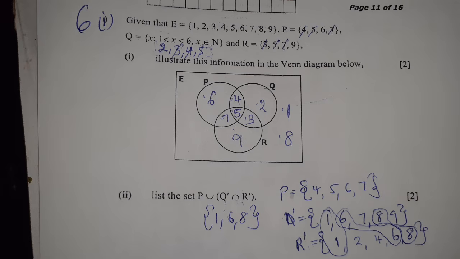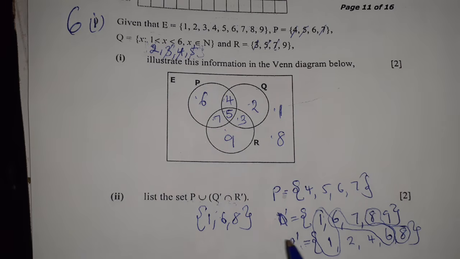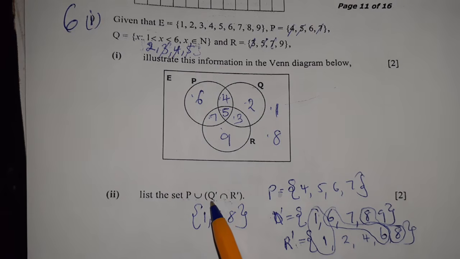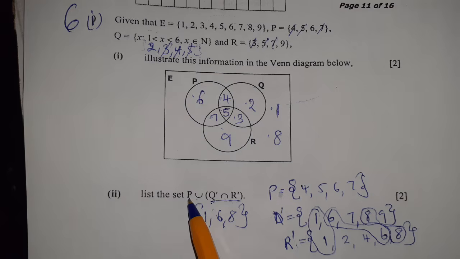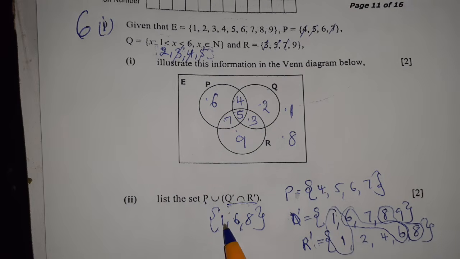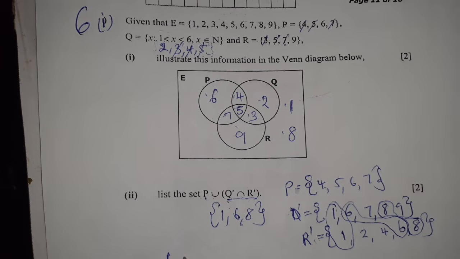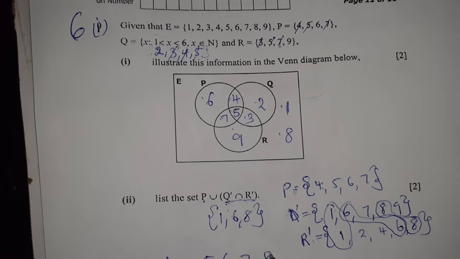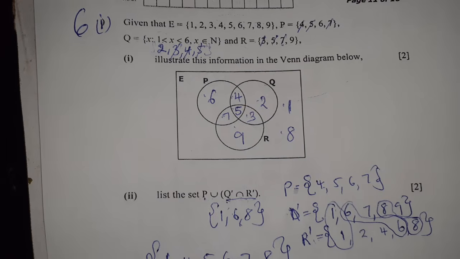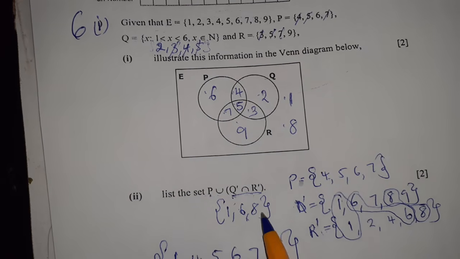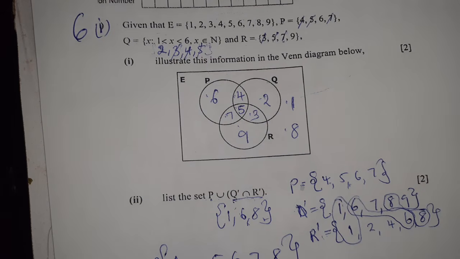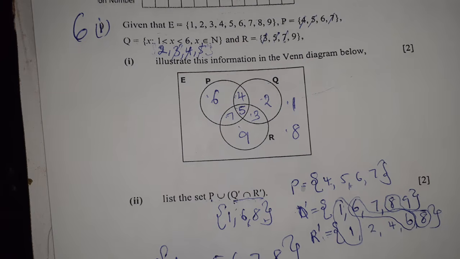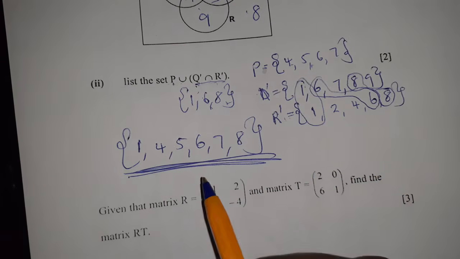Okay? So meaning now, when we come to write the final answer to this question, we want the union of this set, which is this one, and the set P. Set P is here. So it will be 1, 4, 5, 6, 7, 8. You get these elements here. These ones and those ones. Okay? 1, 4, 5, 6, 7, and 8. These are the elements that will be in your answer.